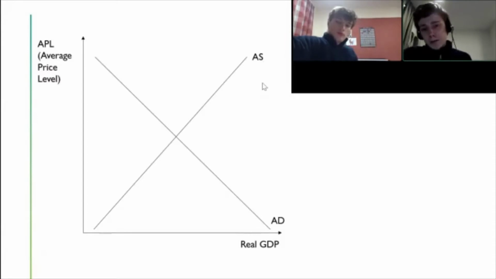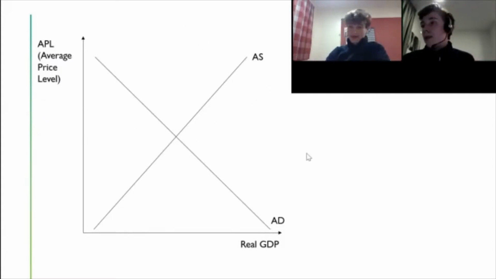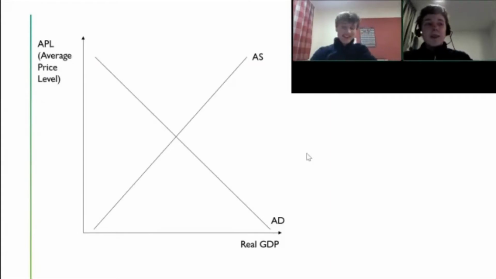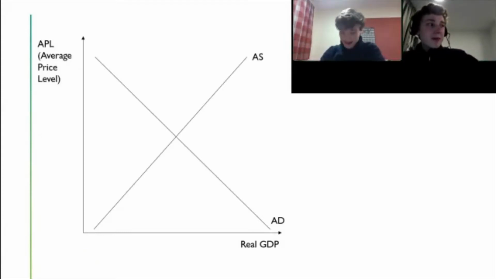So I think we'll go through what AD and AS are if you don't know what they already are. Basically, as you can see here, we have two sloping lines, obviously AD sloping downwards, AS sloping upwards. And Dan, do you want to explain why these two lines slope the way they do? This is ironic because I've already explained this in another video. Having not released that video yet, of course, we're going to have to explain it again.